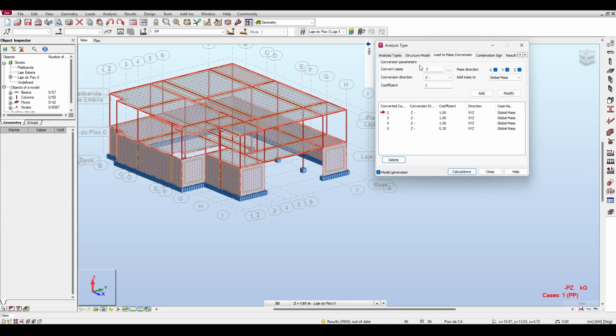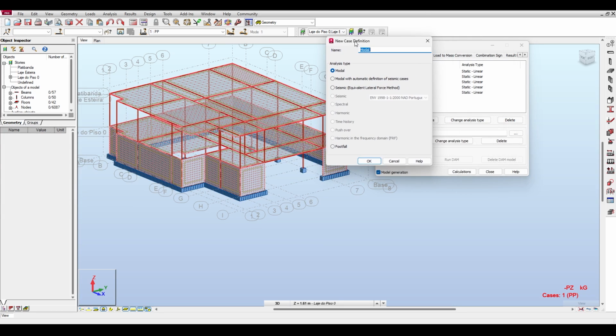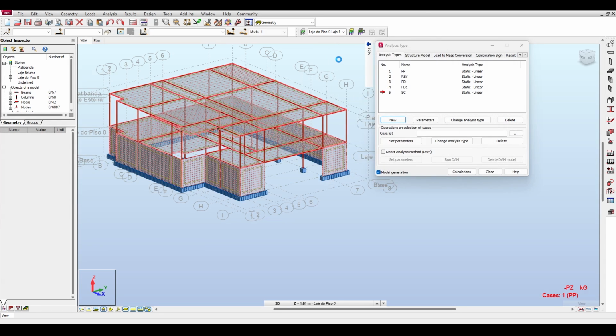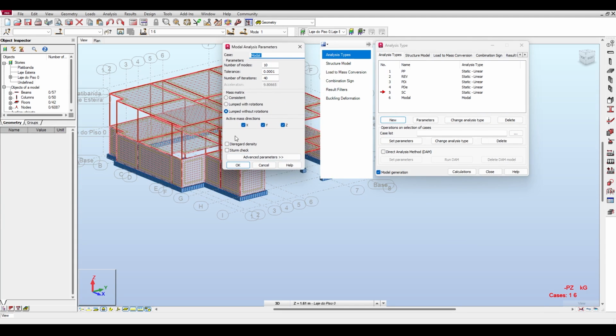But why? Why am I ignoring the self-weight in the addition of masses to the structure? Isn't the self-weight a mass? Well, yes, and Robot does that for you. You don't need to put the self-weight here. Allow me to explain. If you go to Analysis Types now and click on New, you can define a modal case here. And if you click on OK, you get to the modal case parameters or modal analysis parameters. And it is here is the reason why we did not convert the self-weight.